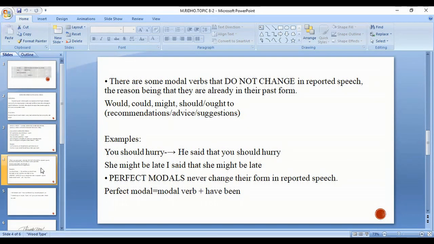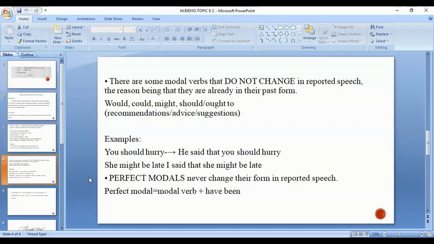There are some modal verbs that do not change in reported speech, because they are already in the past form: would, could, might, should, ought to. They express recommendation, advice, or suggestion. Examples: You should hurry. He said that you should hurry. She might be late. I said that she might be late.